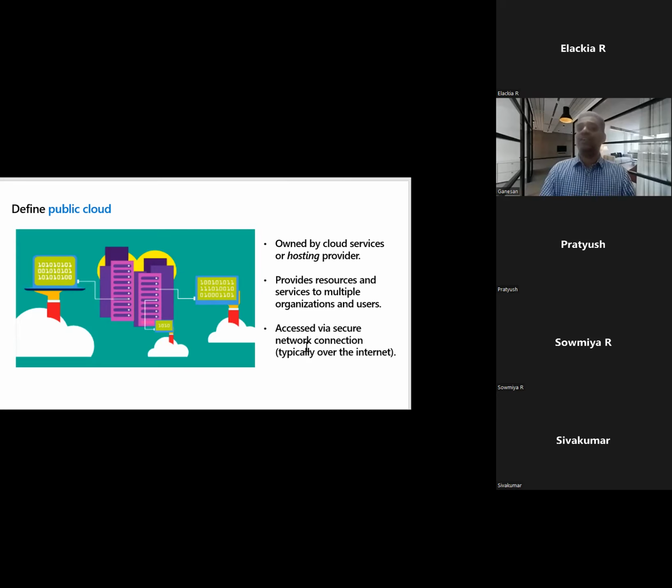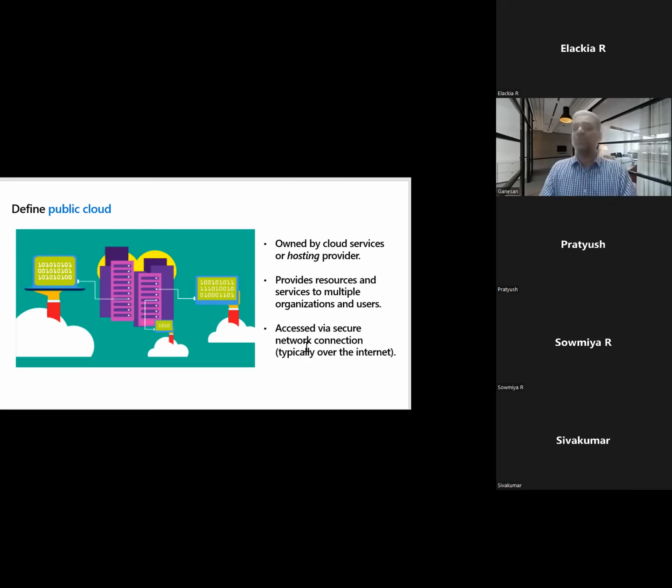That's why I said last class, are you able to access your Outlook? Yes. How are you accessing? Through internet. And where is this email hosted? In the cloud, and it is in the public cloud. That's why, a few minutes before, you said where is this Outlook hosted? It may be in Azure.